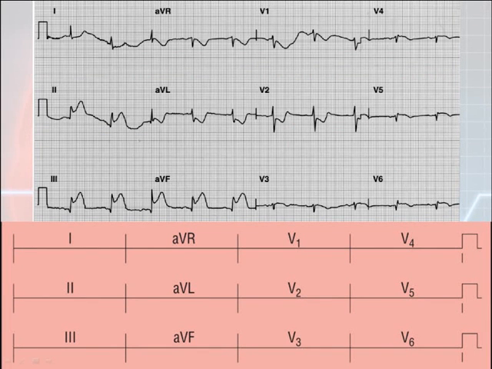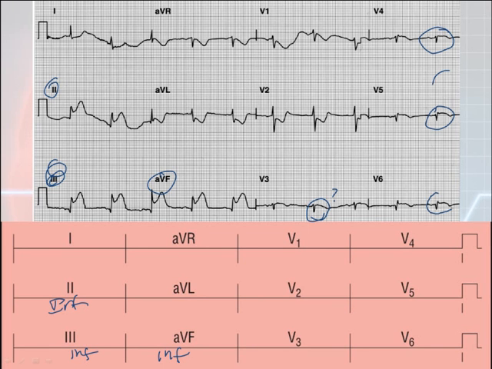Here's another one, a little bit more obvious. Where's our elevation? 2, 3, and AVF. 2, 3, and AVF are inferior, inferior, and inferior. And then there doesn't seem to be, oh, there is a little bit more elevation. This might be elevated here. It's kind of tough to tell on this one. That one might be elevated. That looks elevated, and that looks elevated.